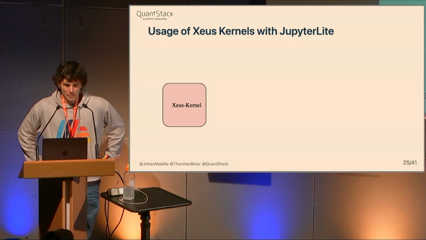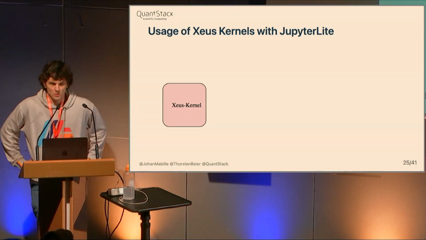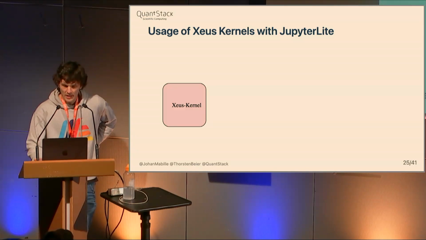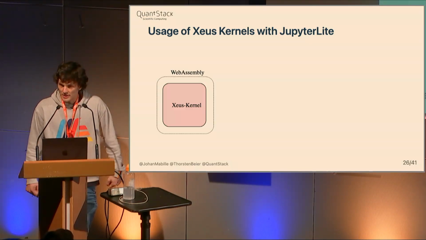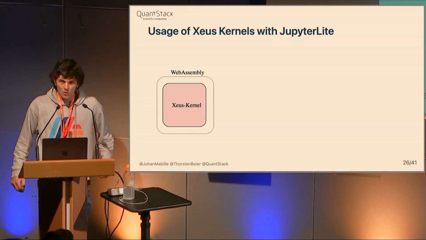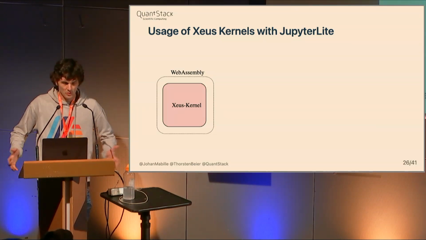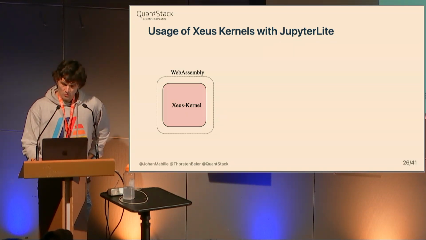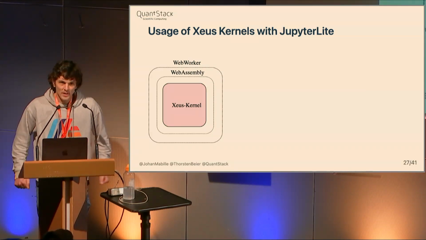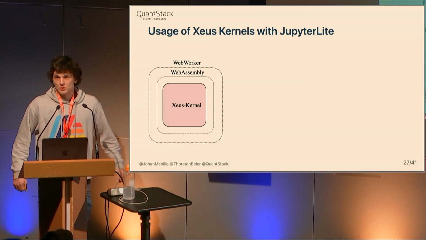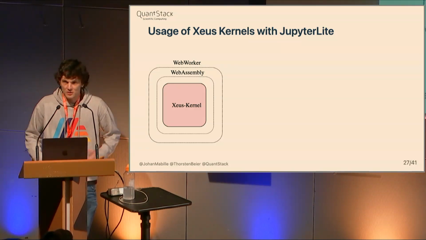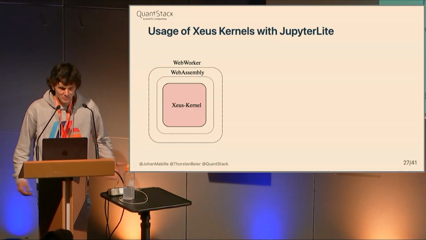Okay, so now how do we use these kernels with JupyterLite? So again, we have a Xeus kernel, and we throw the Emscripten compiler at it, and it spits out WebAssembly, essentially. Now, we want to use this WebAssembly from JavaScript. So the first thing we do is we put this in a web worker. Why? Well, if we would use this in a main thread, then the GUI would hang all the time if we execute code, and that would not be a very pleasing experience.